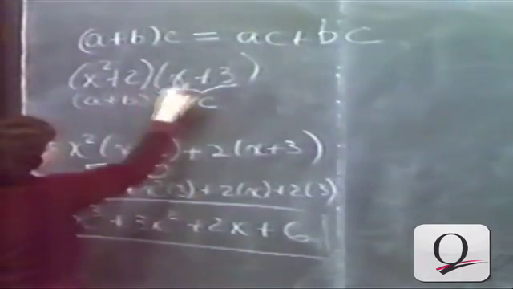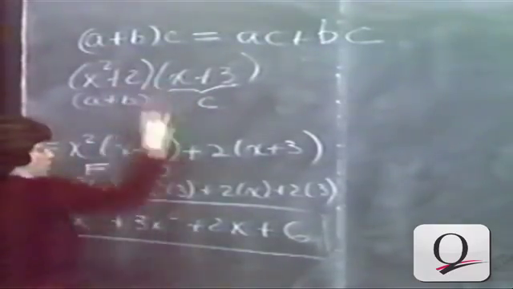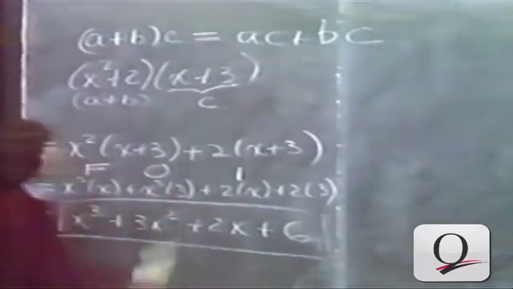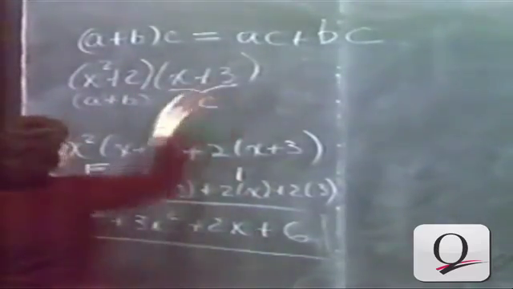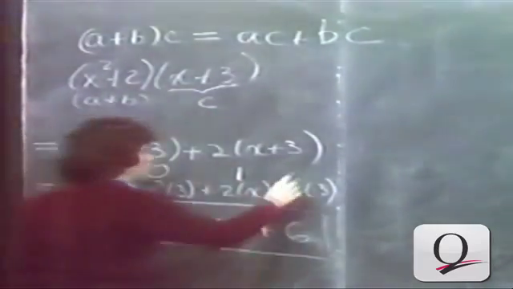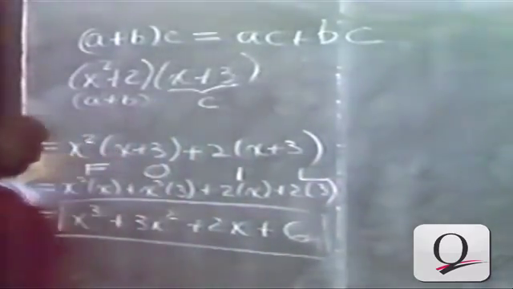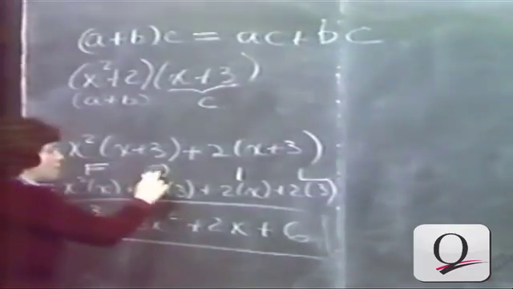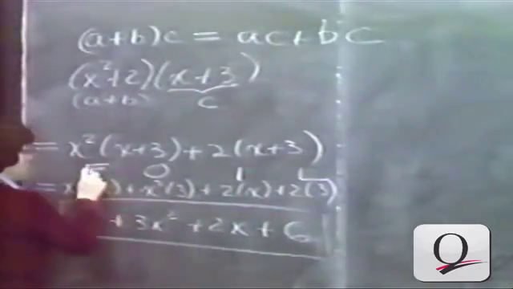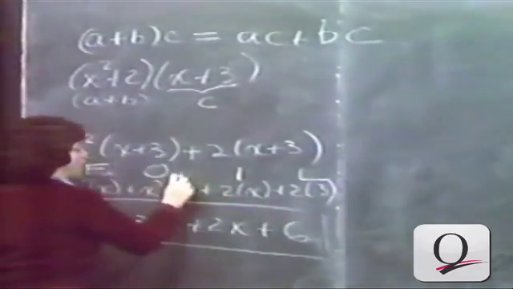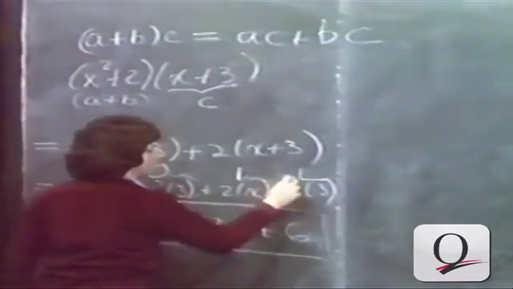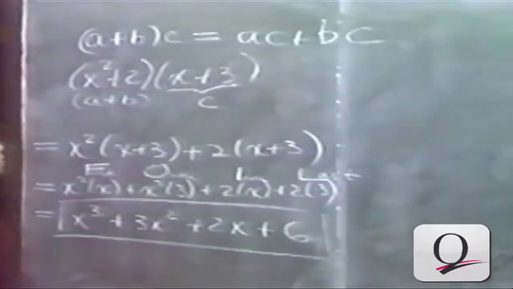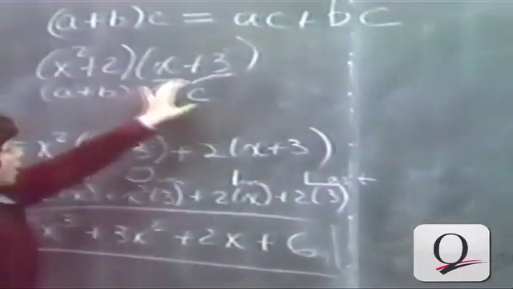The 2 times the x. These were the inner terms in the parentheses, so let's use an I for inner. And then the 2 and the 3 were the last terms in the parentheses. So L for last, giving us the mnemonic FOIL. First, outer, inner, last. Just a handy way of remembering how to multiply a binomial by a binomial.